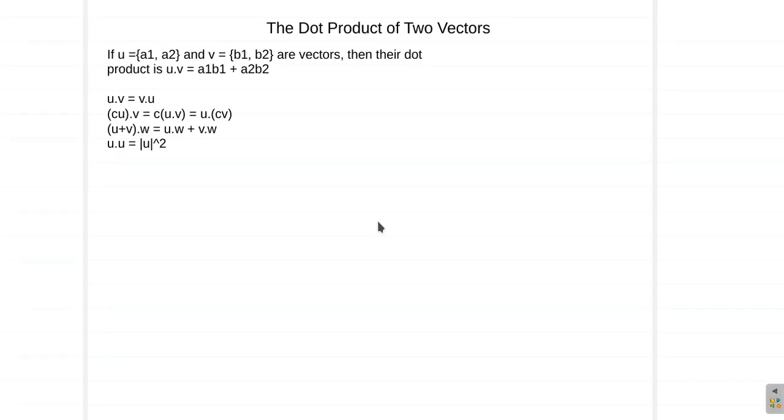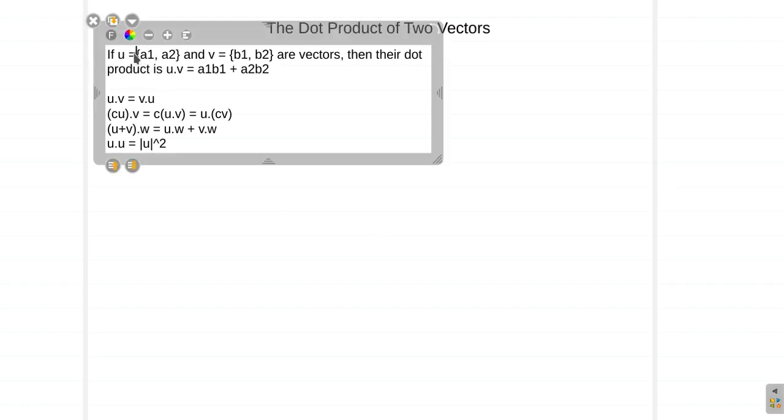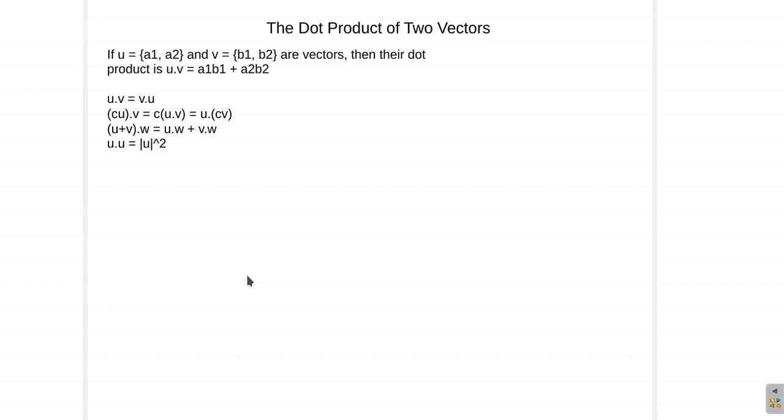The dot product of two vectors. Now, we look at these statements. The first one says, where u is a vector, equal a1, a2. All right. What does that mean? What does that mean?